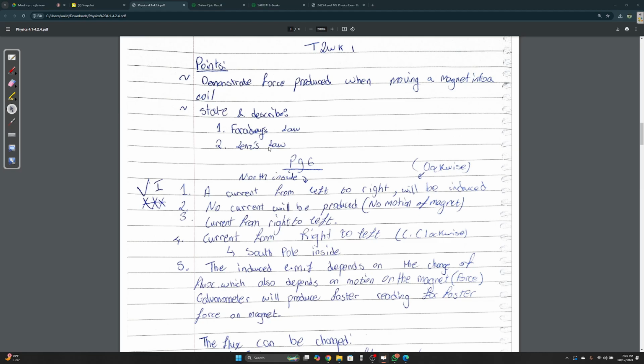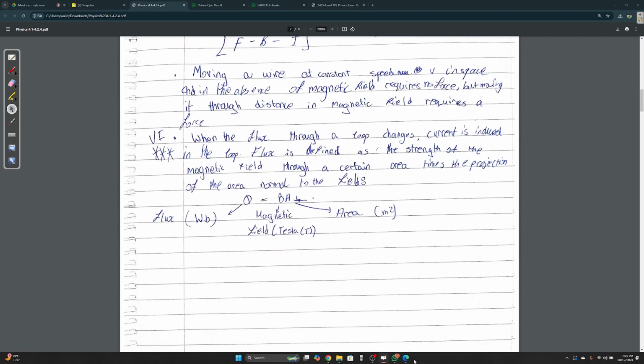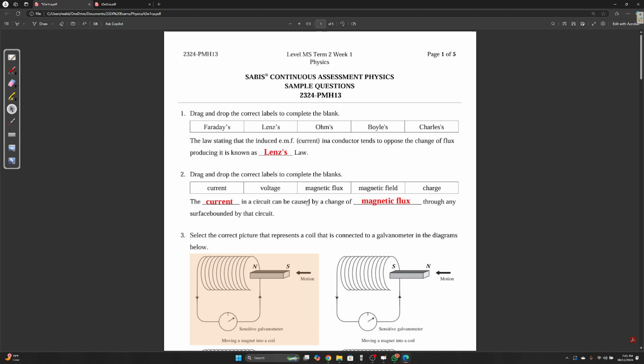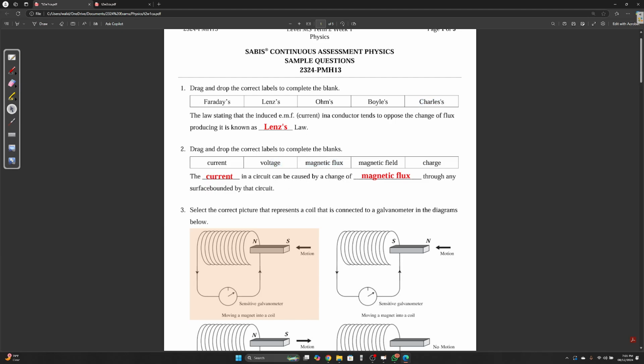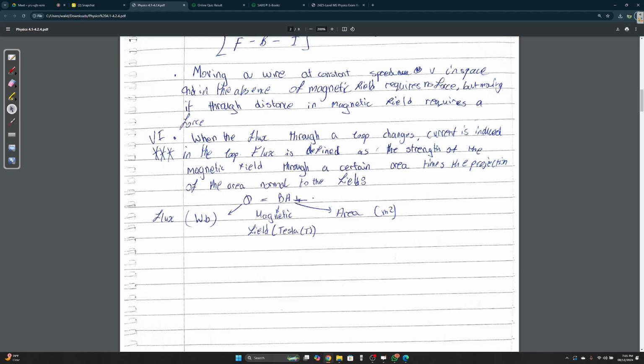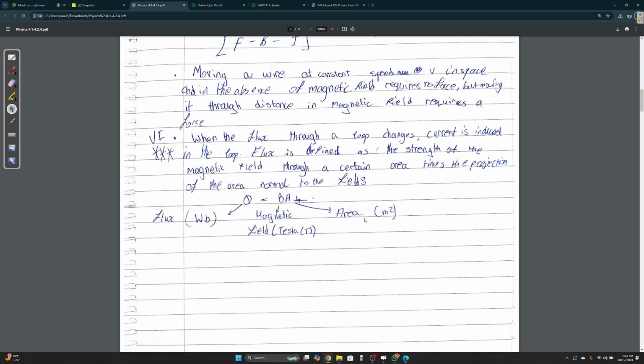And we continue to talk about it now. Why did I put very important on this? Because it came up as a previous question. How do you get a current? By a change of magnetic flux through any surface bound by that circuit. See here, when the flux changes, current is induced. So it can be caused by a change in flux.